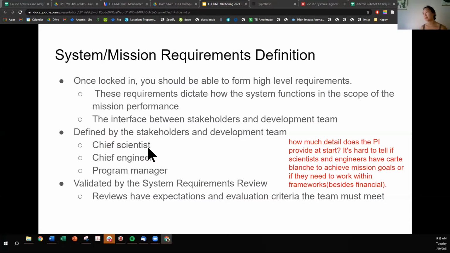The system and mission requirements definition is validated by the system requirements review. Reviews have expectations and evaluation criteria the team must meet. So we will do abbreviated versions of the reviews. The system requirements review will just kind of glaze over. The reviews later on this semester that I really care about are the preliminary design review and critical design review that we'll talk about in a little bit in later phases.